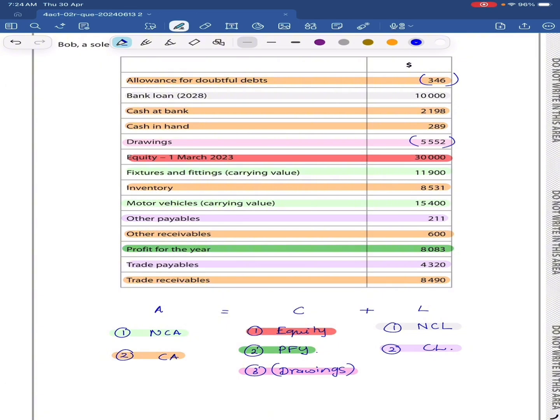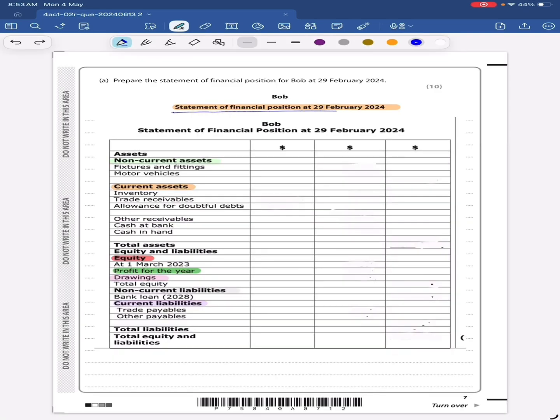Now let's post entries to the statement of financial position. Let's complete the statement of financial position for 29th Feb 2024. The first section, the non-current asset, followed by the current asset, total to find out the total assets. Then the equity and liabilities, equity, profit for the year, less drawings, add non-current liabilities, add current liabilities. Now let's finish this one at a time.